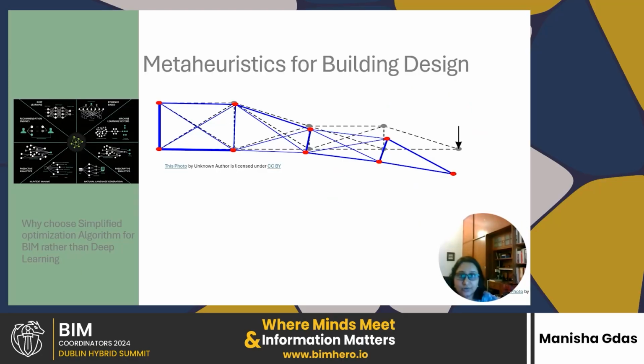Meta-heuristic algorithms are high-level problem-solving strategies used to find near-optimal solutions for complex optimization problems, particularly when exact methods are too slow or impractical. Now, they work iteratively, exploring the search space using techniques like randomness, local search, and guided exploration. Examples, of course, include genetic algorithm, simulated annealing, ACO, particle swarm, etc.